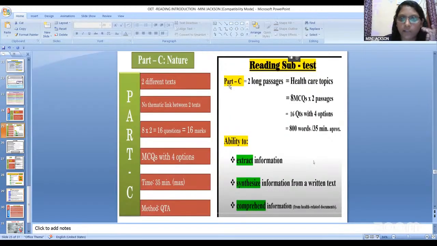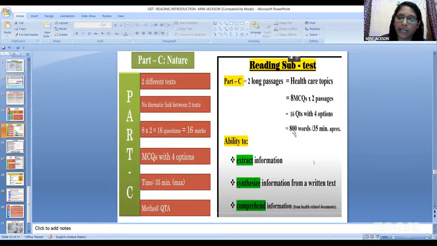You need to understand that there are two long passages, on healthcare topics. The two texts are different; the text extract one will be different from extract two. Here, two long passages will be there, with 8 MCQs for each passage. In total we will have 16 questions with 4 options.